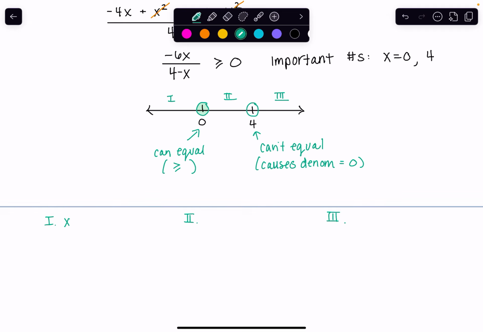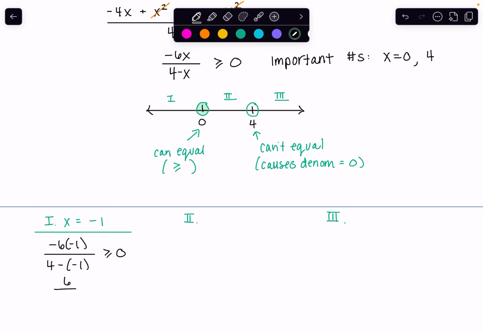So from the first one, let's pick -1 because that's not too terrible. So if I plug in -1, that would be -6 times -1 over 4 minus -1. We want that to be greater than or equal to 0. Well, -6 times -1 is +6. 4 minus -1 is 4 plus 1, giving me +5. I get 6 over 5. That definitely works. So that tells me everything in this interval is good.